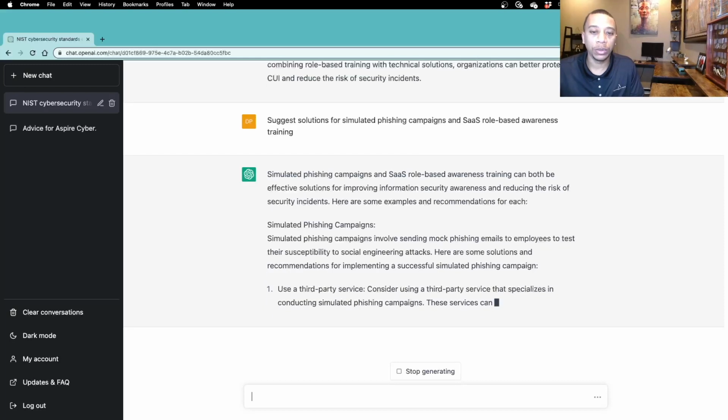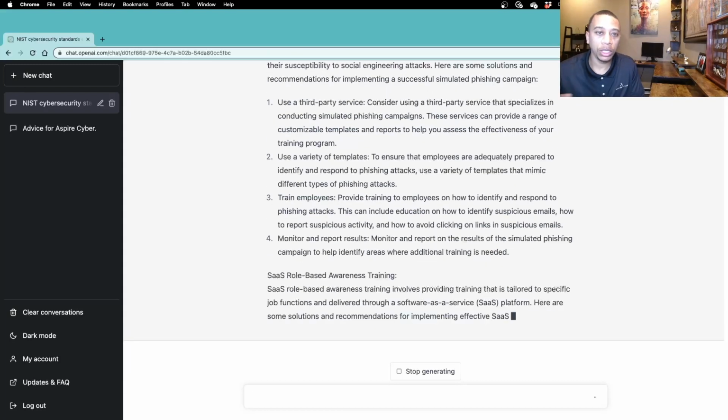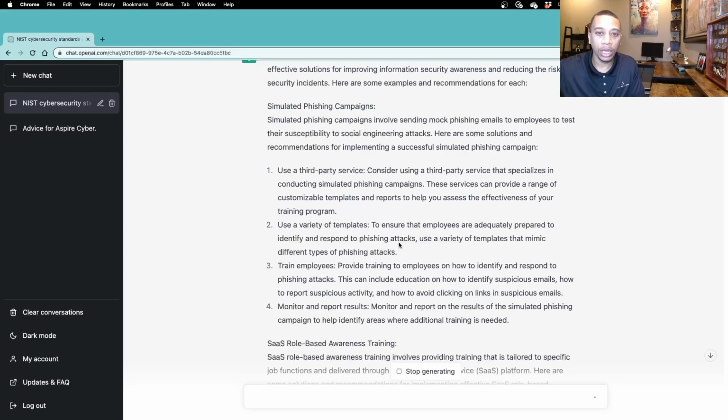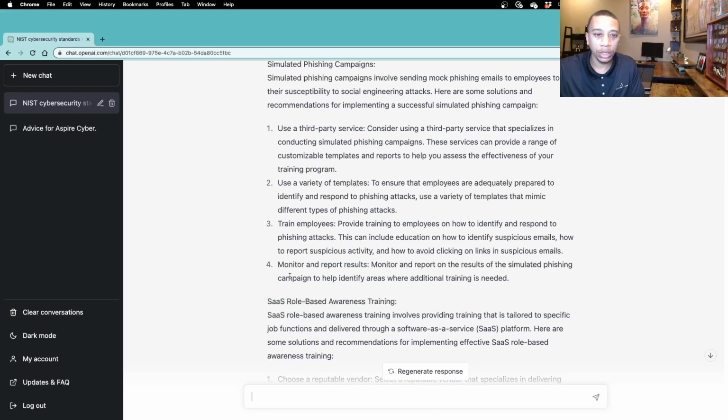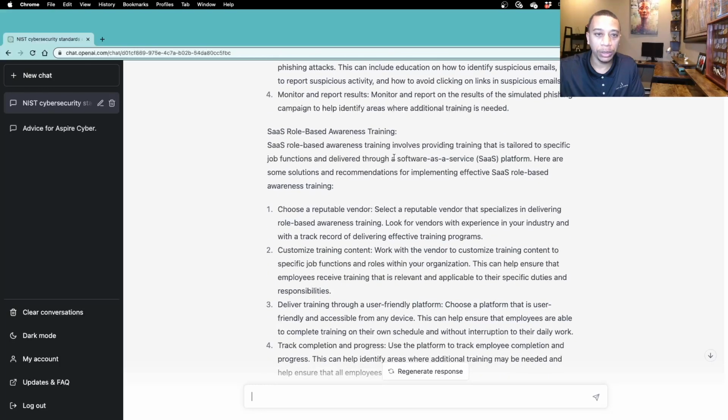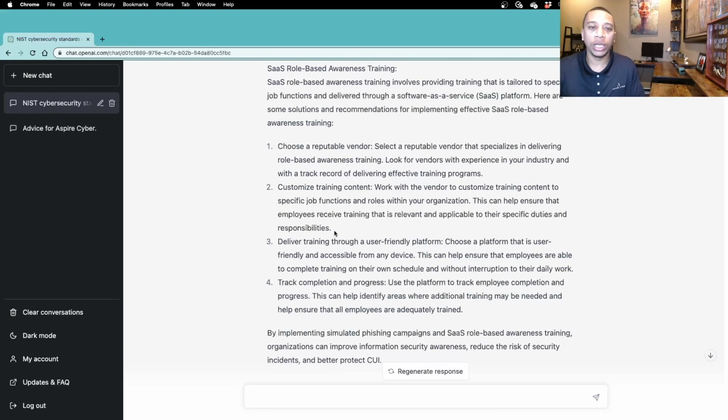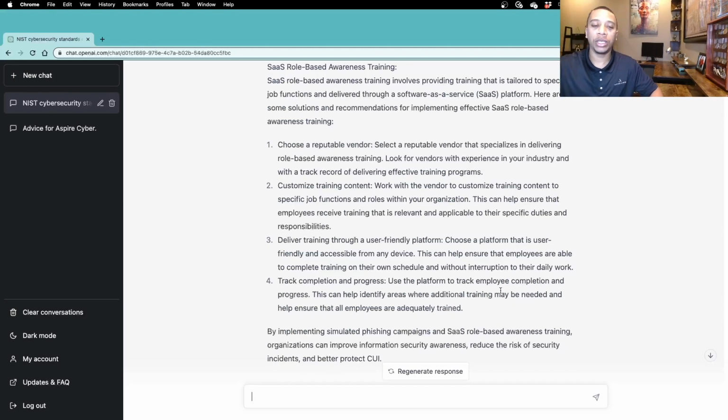All right, it tells us what the simulated phishing campaigns consist of, and then also tells us about some third-party services, a variety of templates, software as a service training. All right, so it tells me what it is and describes it. Let's see if we can get ChatGPT to recommend specific solutions.